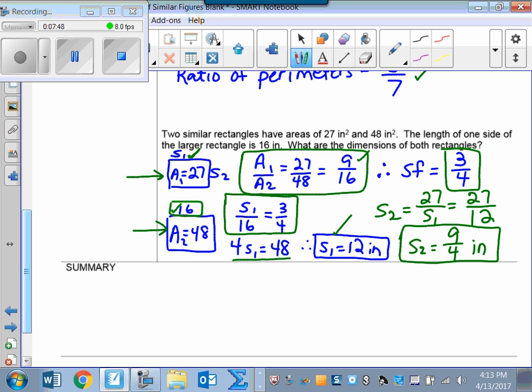Okay, I could have used the scale factor again to figure out what S2 is, because I know this side right here of this rectangle has to be 3, right? Because the base times the height has to be 48. But I also know up here that the base times the height has to be 27. And since I just found out that this is 12, all I had to do to find S2 is divide 27, the area, by S1, which is 12. And then when I simplify that, I get that the side length, that second side length over there, is 9/4 inches.